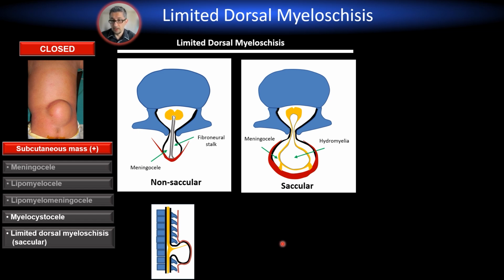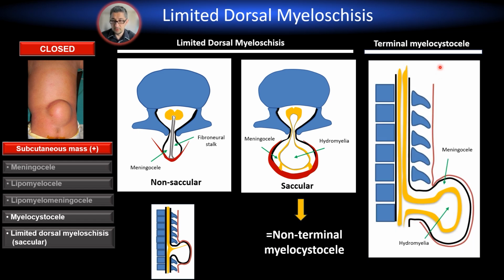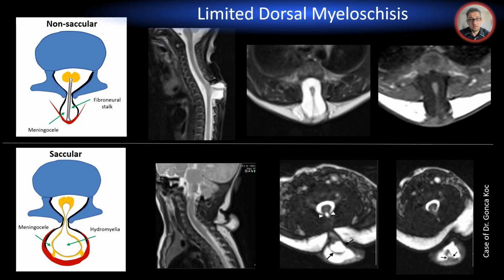So as you remember with the term myelocystocele, the non-terminal myelocystocele is exactly the same as the saccular form of limited dorsal myeloschisis. So there's an overlap in the taxonomy. In the classification, there's an overlap. In limited dorsal myeloschisis, it can be non-saccular or saccular.